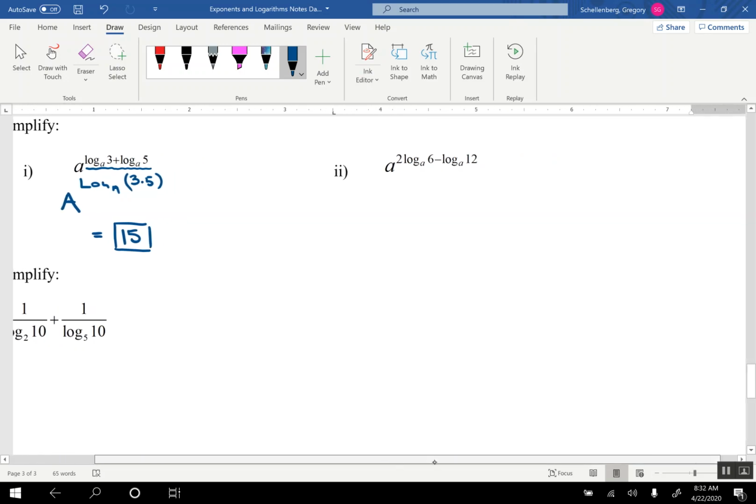Same idea with the next one. So I'm going to rewrite this as a to the power of log base a. That coefficient 2 is going to become the argument's exponent. So 6 squared is 36. There's power law. And we're going to use division law here. We're going to divide this by 12. And so our solution to this is 3.